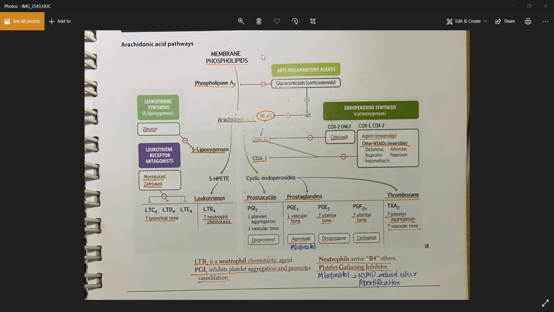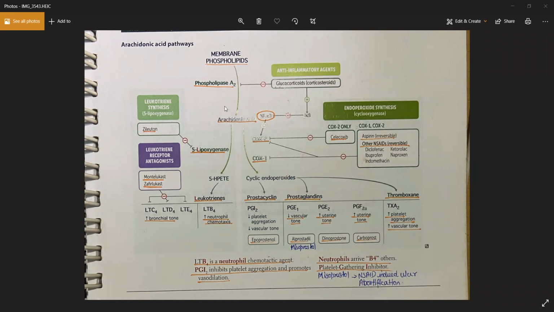Yes. So now the arachidonic acid pathways, you have the membrane phospholipids. These phospholipids form your cell membrane. Okay, and with the help of the enzyme phospholipase A2, these membrane phospholipids are converted into arachidonic acid. And now this acid has two pathways. One is the 5-lipoxygenase pathway, and second is the COX pathway or the cyclooxygenase pathway.